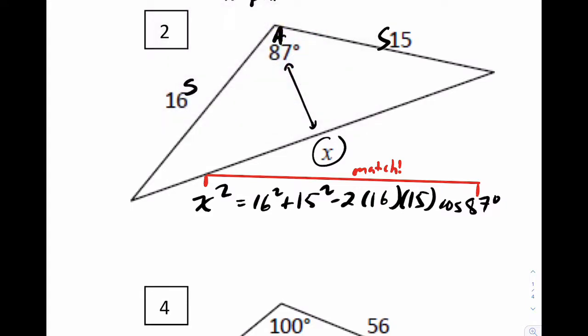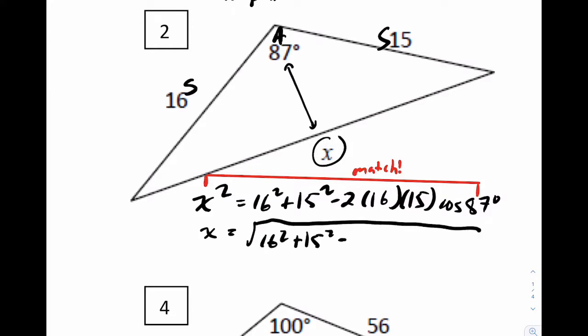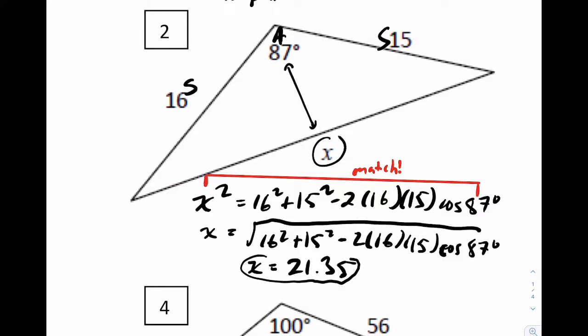Now, a few of you last class asked if you can just skip to this part. x equals the square root of 16 squared plus 15 squared minus 2 times 16 times 15 cosine 87. And yes, that would be fine for work. I'll know what you're doing. So you plug that into your calculator and you get 21.35. Since there are no units on these particular problems, we won't write any units on this.